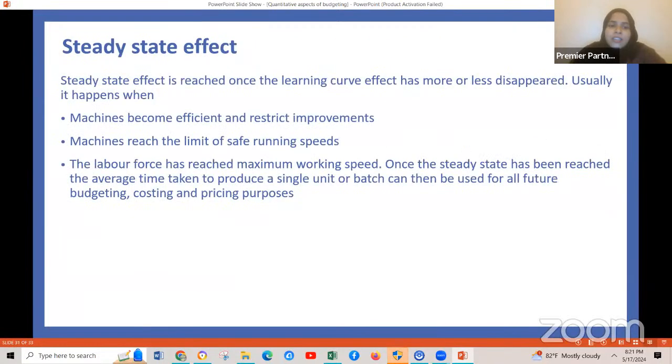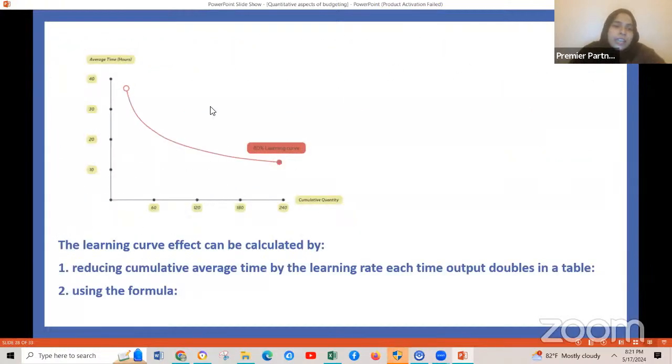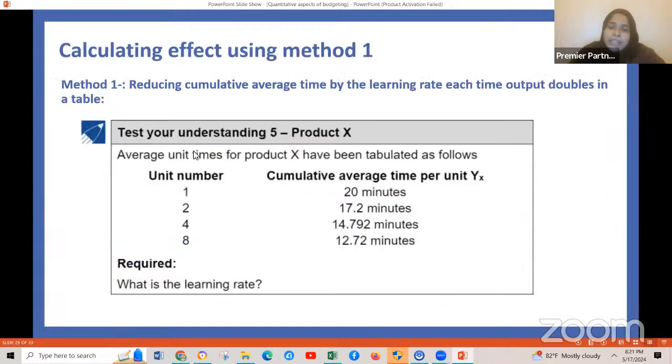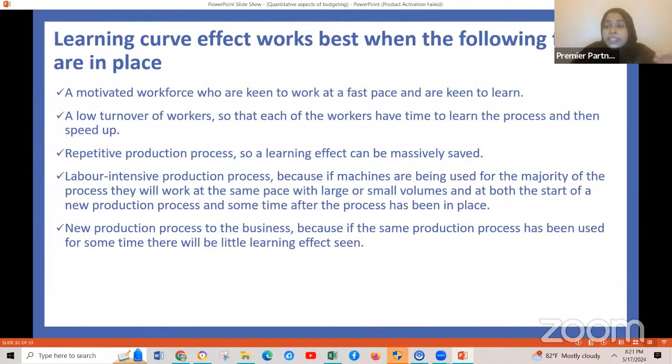So what the learning rate assumes is that up to some point, the time taken will keep reducing. After a point, the worker reaches maximum efficiency, and he can't reduce the time more than that. He will make it at that same low time continuously. So they always reach a steady state, right?